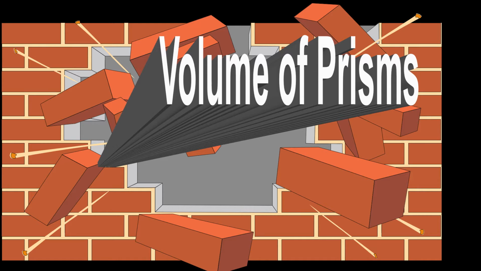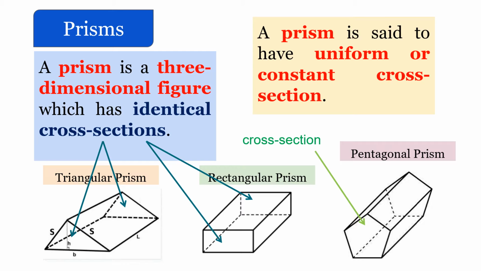Hello everyone. In today's topic, we are going to talk about volume of prisms. So the first thing we need to do here is to define what is a prism. A prism is a three-dimensional figure which has identical cross sections.